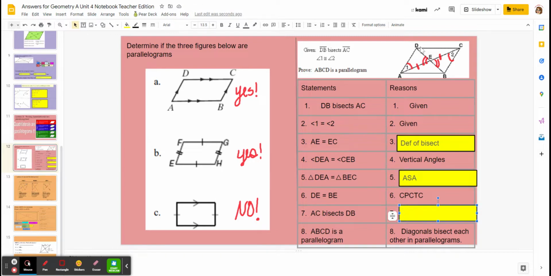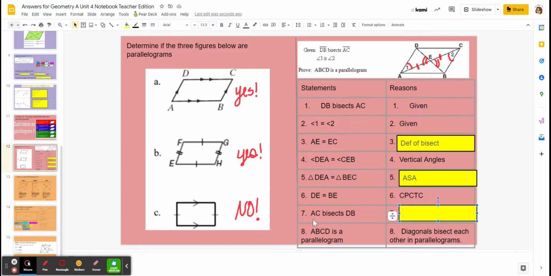All right, then we can say DE equals EB. If we've proven that the triangles are congruent, we can then say all the corresponding parts are congruent. And DE and BE are corresponding sides. So again, that's CPCTC: corresponding parts of congruent triangles are congruent.